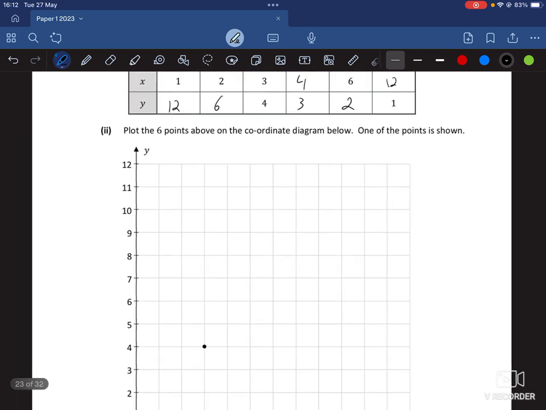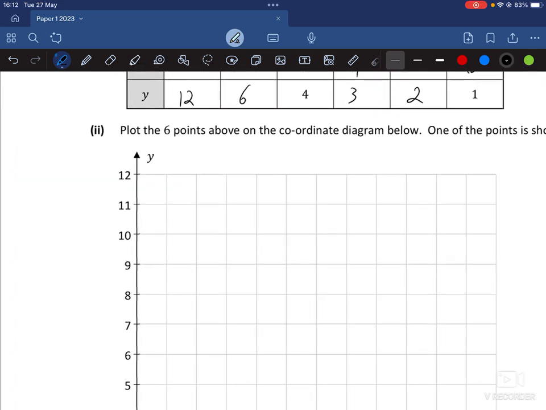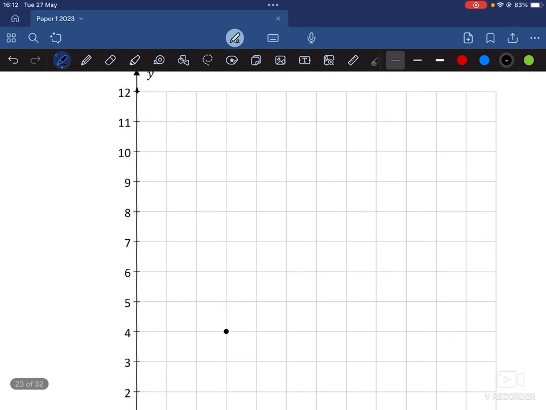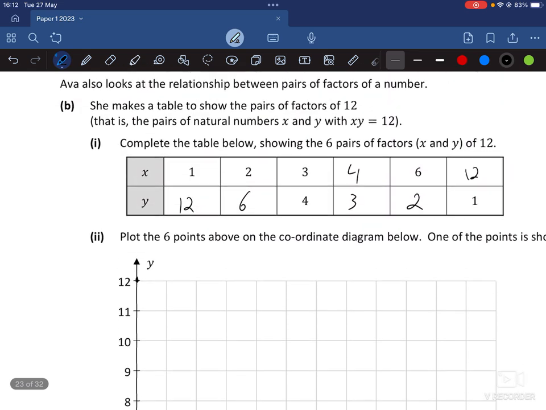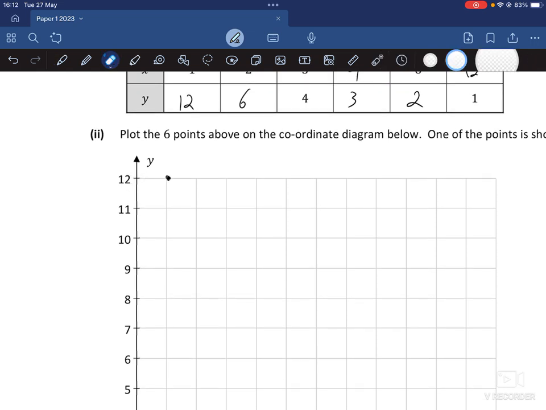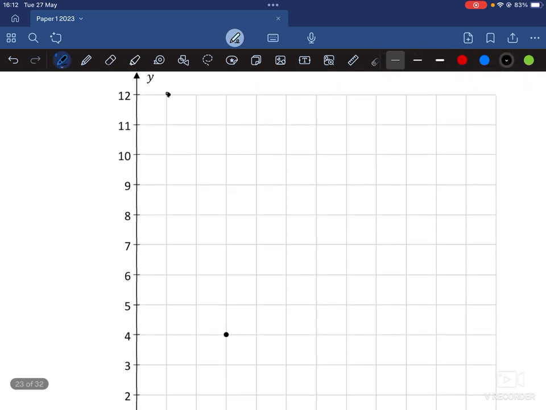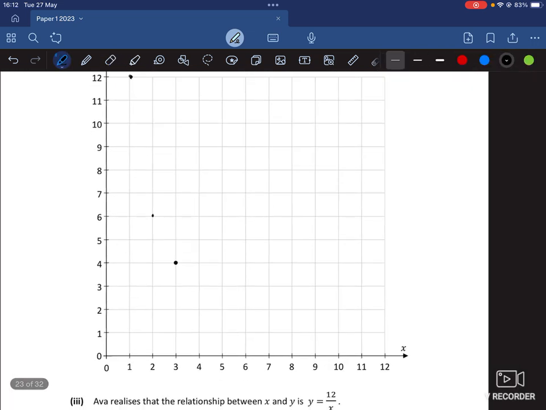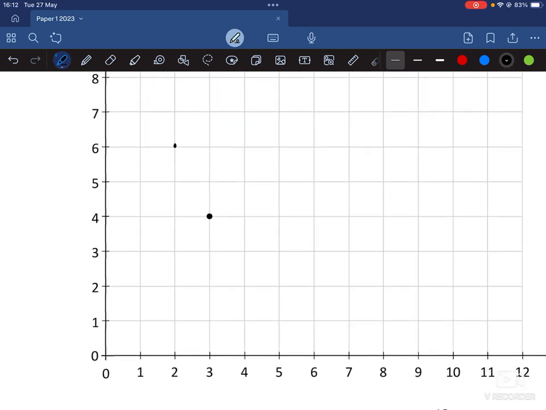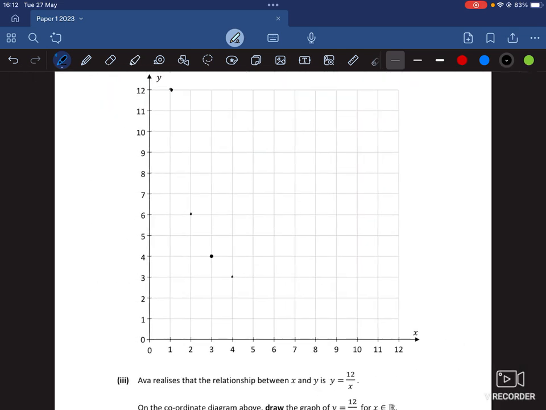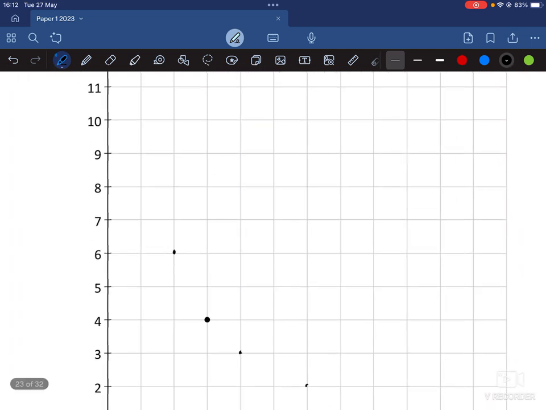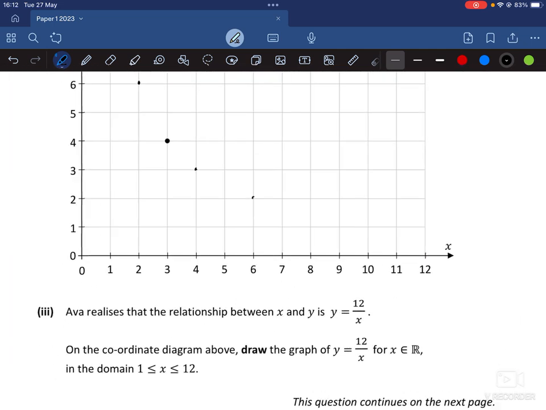Now let's just do this. So when x is 1, y is 12. When x is 2, y is 6. Sorry, that's meant to be this number here. Right, now we have this one here is 6. When we have 4, it's 3. And it's going to go, is it going to keep going down? Sorry. Then when it's 6, it's 2. And then when it's 12, it's 1.